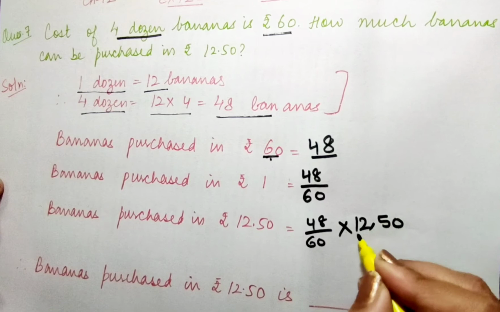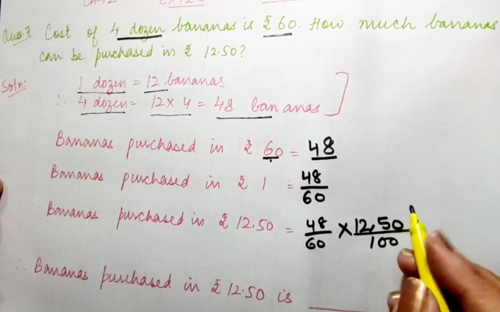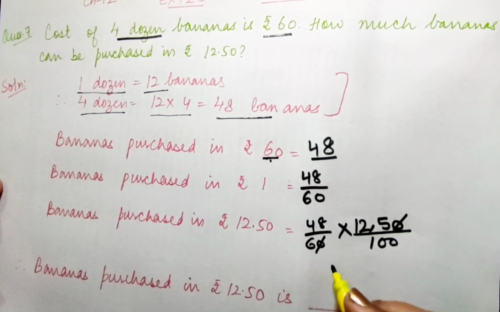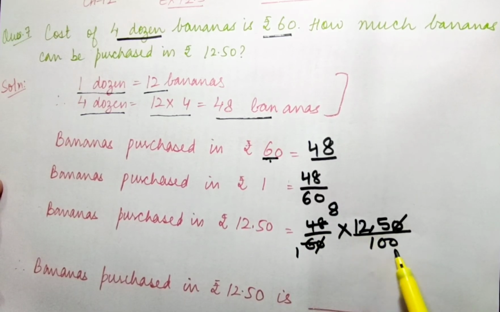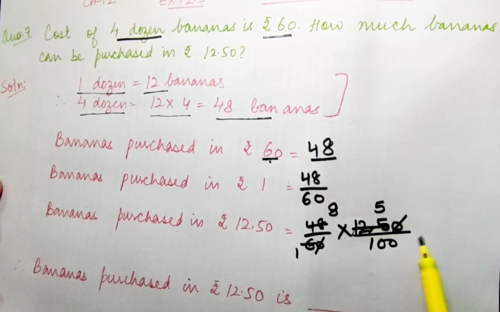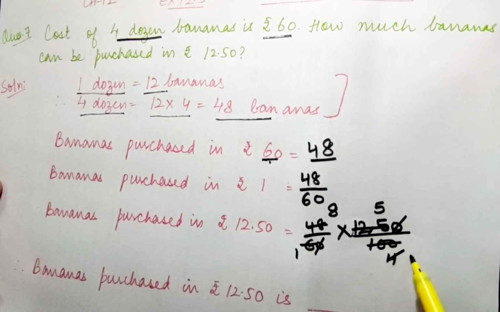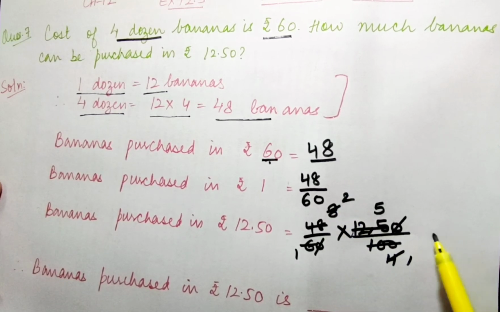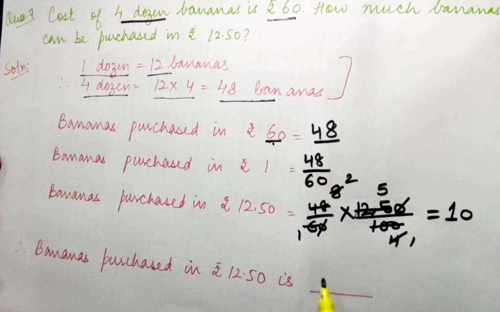Now let's remove the decimal. If you remove the decimal, upon here will come 100. Now we can cut this 0 with this 0. 6 8s are 48. 125 and 100 I can cut in table of 25. You can cut by 5 also, that's totally up to you. So here 25 4s are 100, 25 5s are 125, and 4 1s are 4, 2s are 8. So you will get 2 5s are 10. So therefore number of bananas purchased in rupees 12.50 is 10. This is your answer.